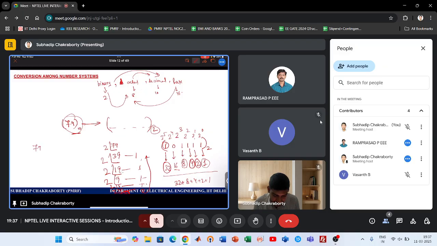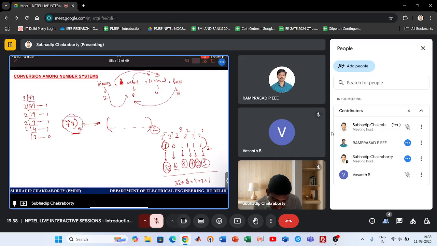So let us do it again. 79 was there, right? I think we missed one bit. So just start from the top. 79, then 39, remainder was 1, and then again divide by 2. 19, remainder was 1, then again 2. 9, remainder was 1, then 4, remainder was 1, then 2, remainder was 0, then again 2, 1, remainder was 0. Now you see 1 0 0 was there. So we missed one bit.